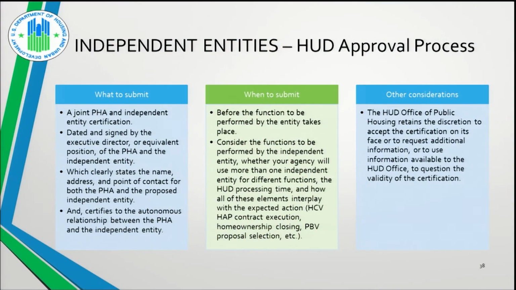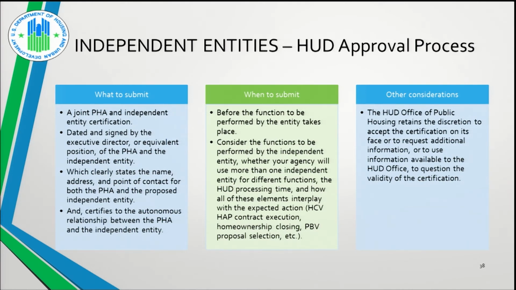And now let's go through a little bit more detail about the HUD approval process. What are PHAs required to submit as part of the HUD approval process for independent entities? A joint PHA and independent entity certification dated and signed by the executive director or equivalent position of both the PHA and the independent entity, which must clearly state the name, address, and point of contact for both the PHA and the proposed independent entity. And it has to certify to the autonomous relationship between the PHA and the independent entity.